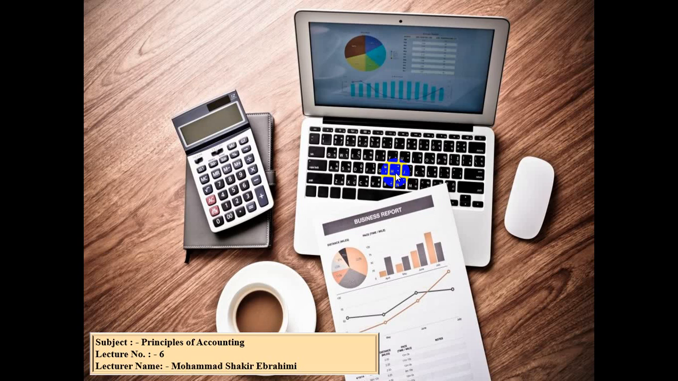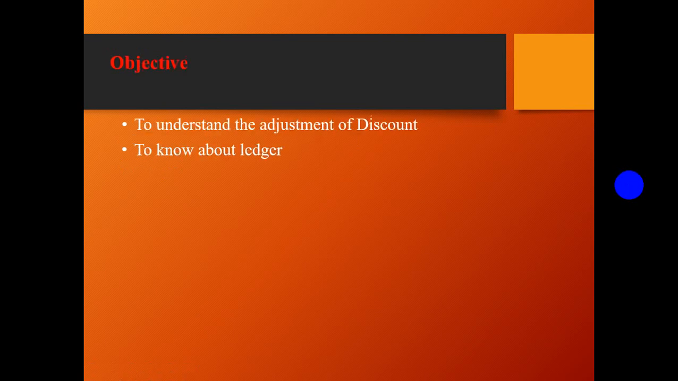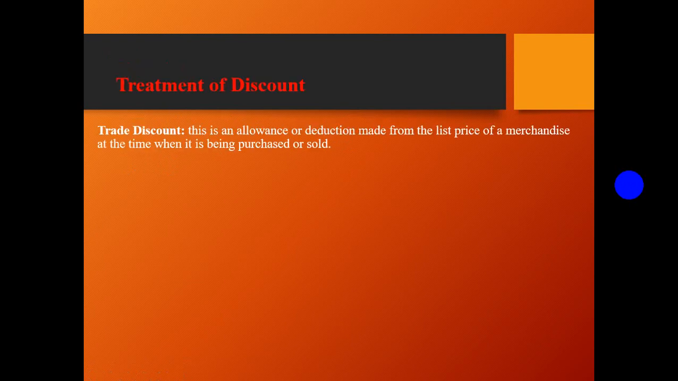Greeting of the day. Today we'll discuss lecture number 6, which is about the treatment of discount and ledger accounts. So how are we doing the record of these discounts and then the ledger account? You will get to know how to adjust the discount and you will get to know about the ledger account.